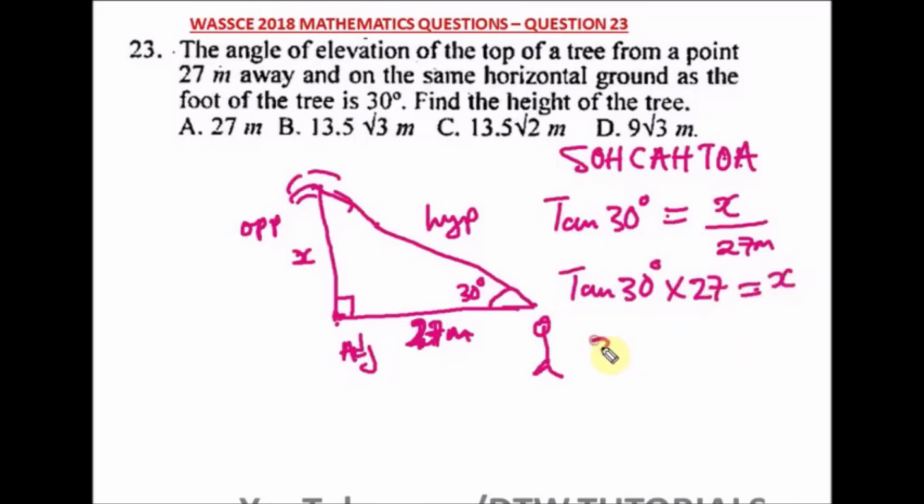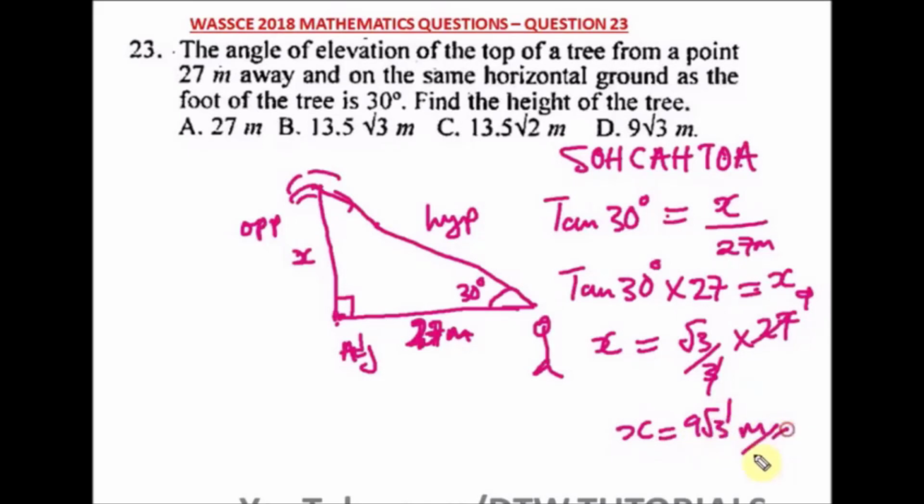So this is x. What is tan 30? Tan 30 is root 3 over 3 times 27. So from here, 3 will cancel here, 1. 3 in 27 will go 9 times. So we have x is equal to 9 root 3 meters. So this is our answer. x is equal to 9 root 3 meters, and our right option here is option D.